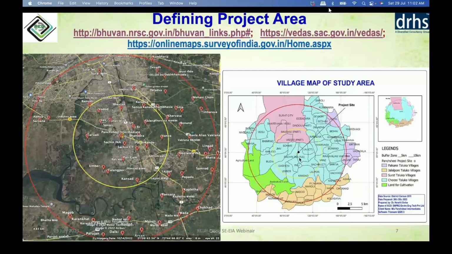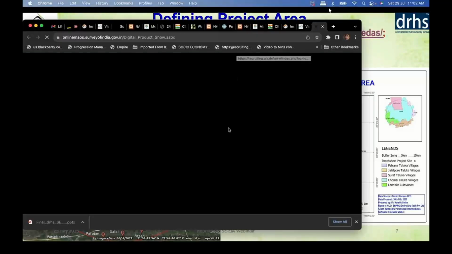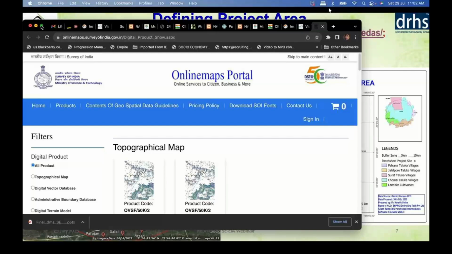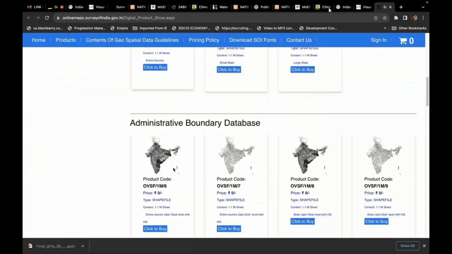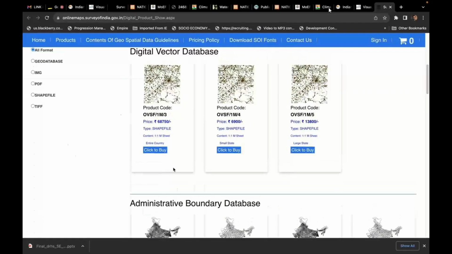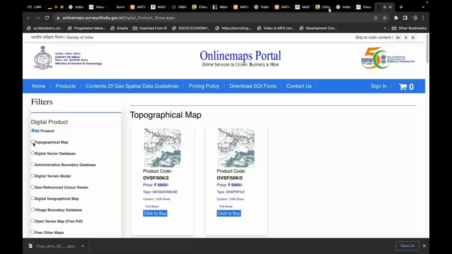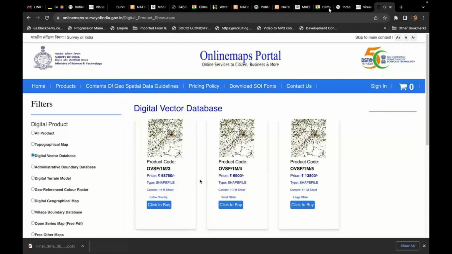Now comes this part. Sir, village boundary data we do not get. We have to scan it and then we have to digitize it and a lot of time is consumed, sir. So now don't worry. Survey of India. You have to register on the Survey of India site and you see all products, all types of data, vector based. Everything is real. Some are paid, some are free. So topographical maps are also there. Digitized vector database is also there. So in your area, you go, select that area, and you can download.